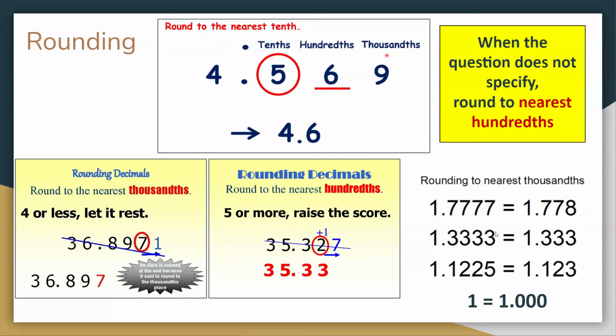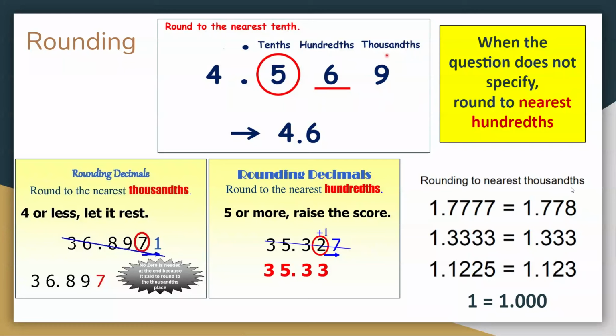Here are some other examples. If I have this number and I want to round to the nearest thousandth, then I just keep three numbers after the decimal. Notice that the thousandths place is 7 right here, but to the right of 7 is 7. That's 5 or more. So I'm going to add +1 to the 7. That gives me 1.778.